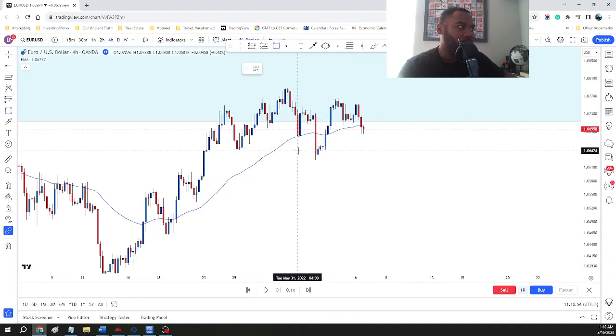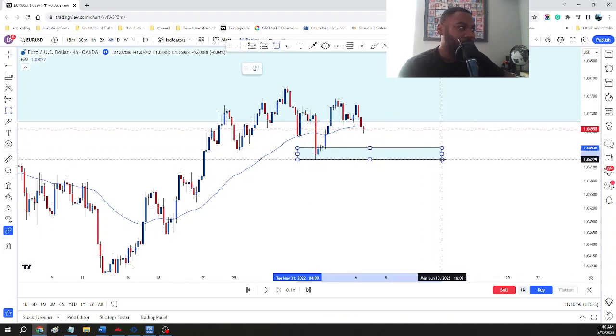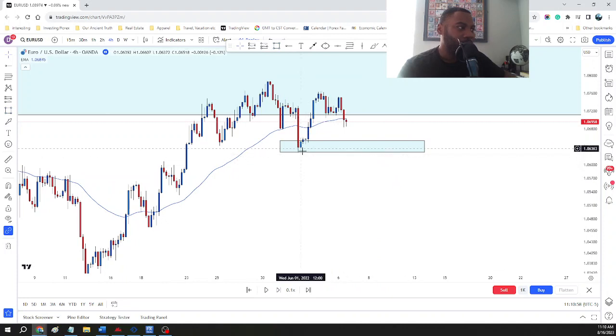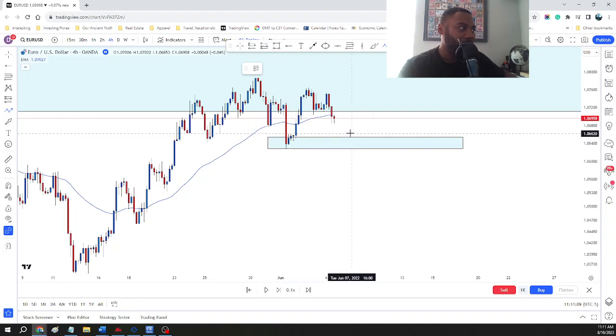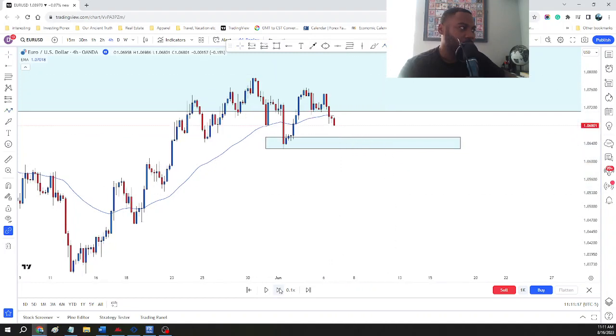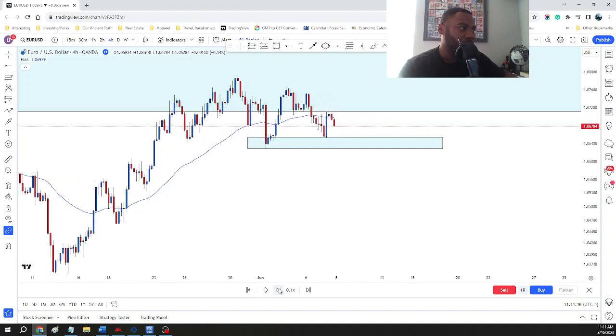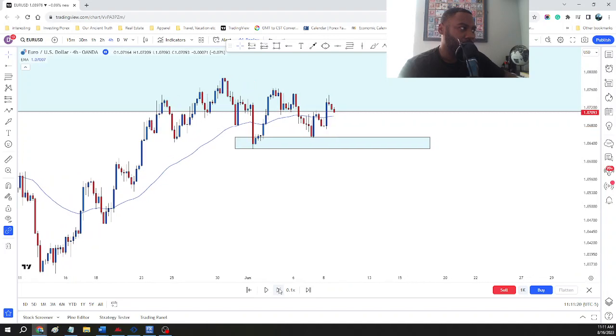I am not looking for sales until price breaks this higher low, showing that it just made a new lower low. So once it breaks underneath, this is exactly what I'm going to look for. I want price to break underneath this higher low, showing a new lower low, pull back to the zone, show me a bearish engulfing candle, and then it's going to push down. So let's wait for price to break underneath this.